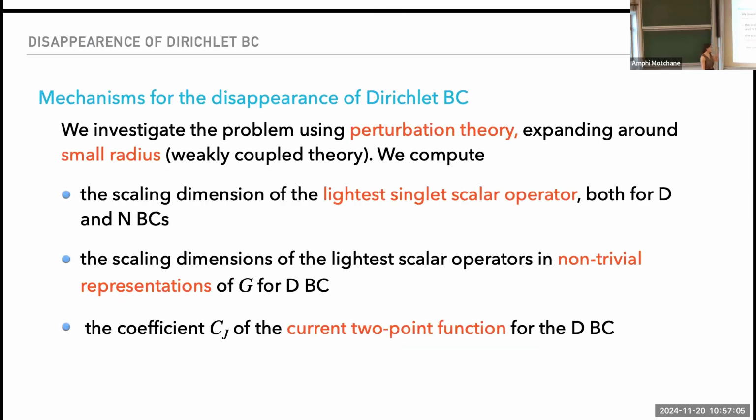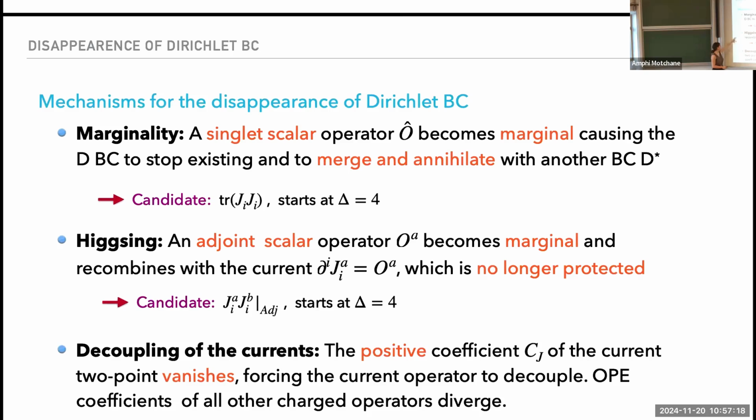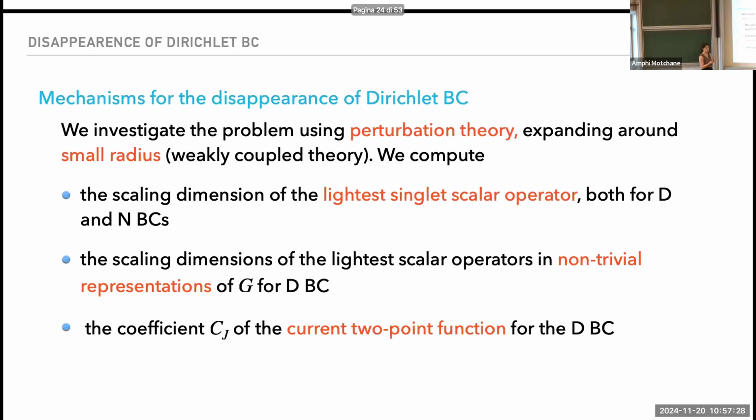Okay, so we computed the scaling dimension of the lightest single scalar operator, both for Dirichlet and Neumann boundary conditions. Why also for Neumann boundary conditions? Because these two scenarios really refer to the case of the Dirichlet boundary condition, but the first one in principle may also occur for Neumann boundary conditions, and we want to see if this is the case or not.